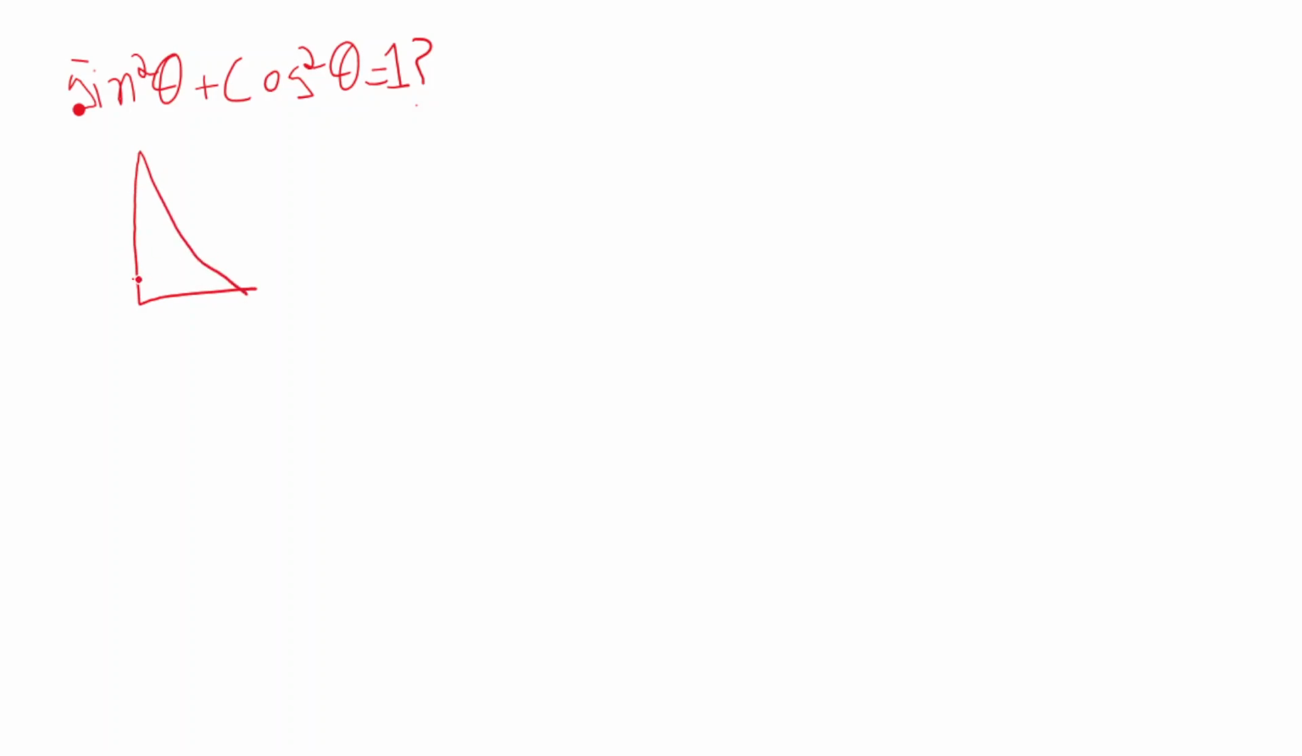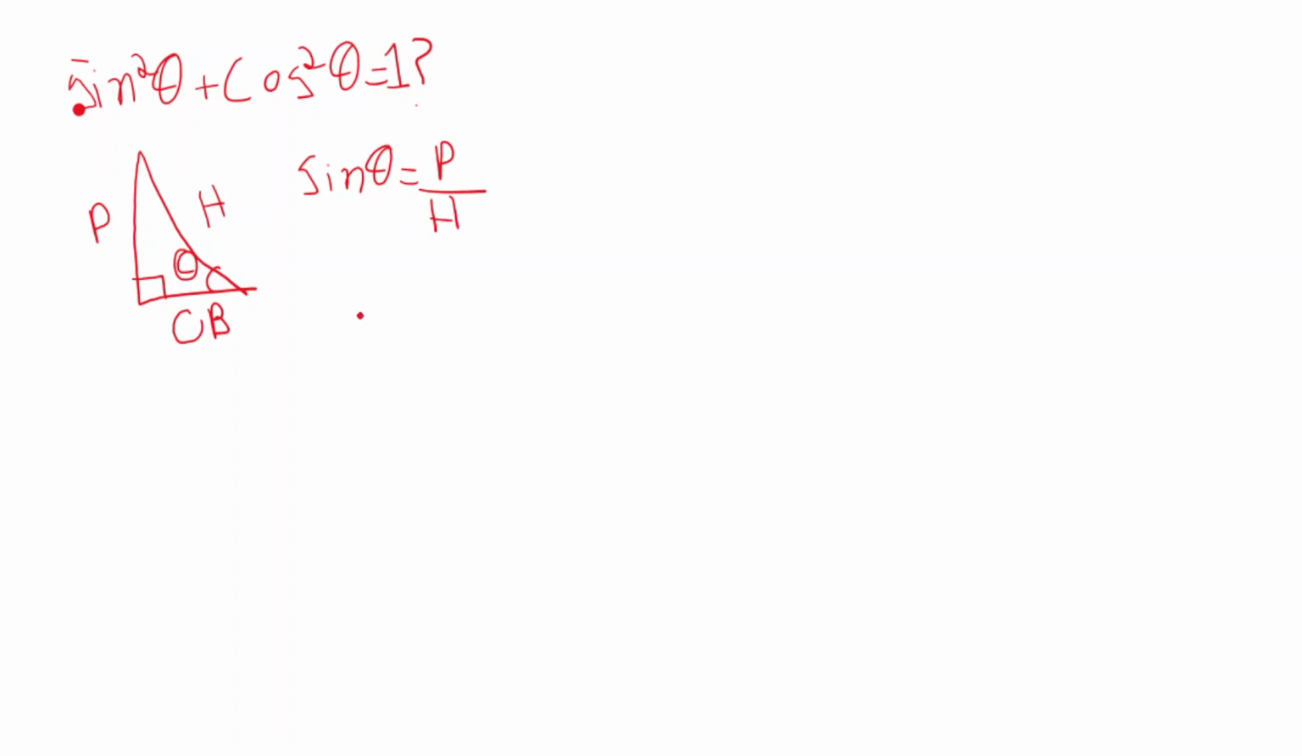and this is theta, we know that the side that is opposite to the right angle is known as the hypotenuse, and the side opposite to the theta is known as the perpendicular. And this side over here, which is common to the theta and the right angle, is known as the base or adjacent. So we know that sine theta is equal to perpendicular over hypotenuse.